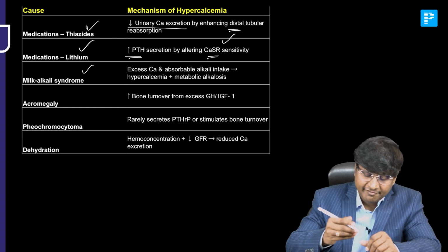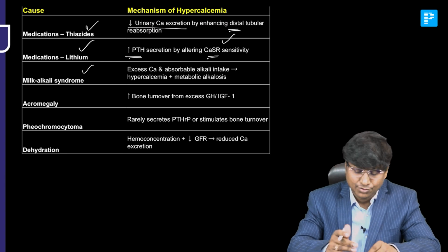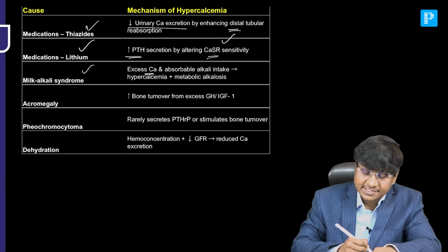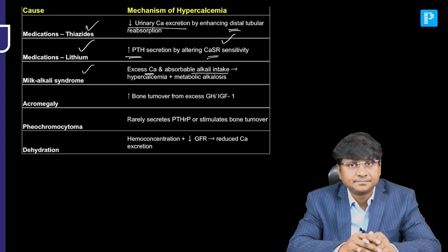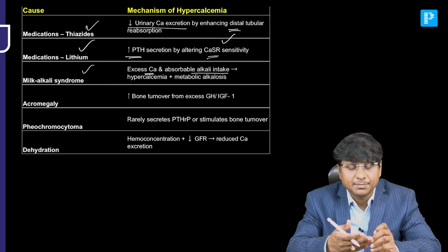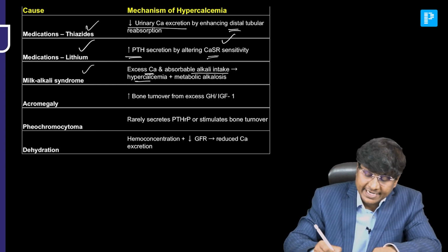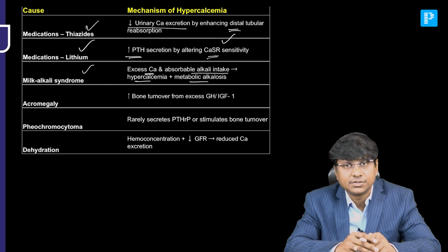Then followed by that, we have milk alkali syndrome. In milk alkali syndrome, you have excess calcium and absorbable alkali intake. The excess calcium and absorbable alkali intake is the one which will be causing hypercalcemia and metabolic alkalosis.